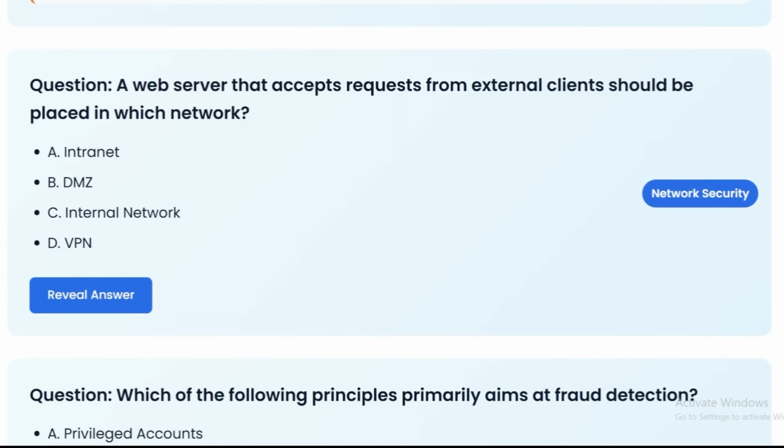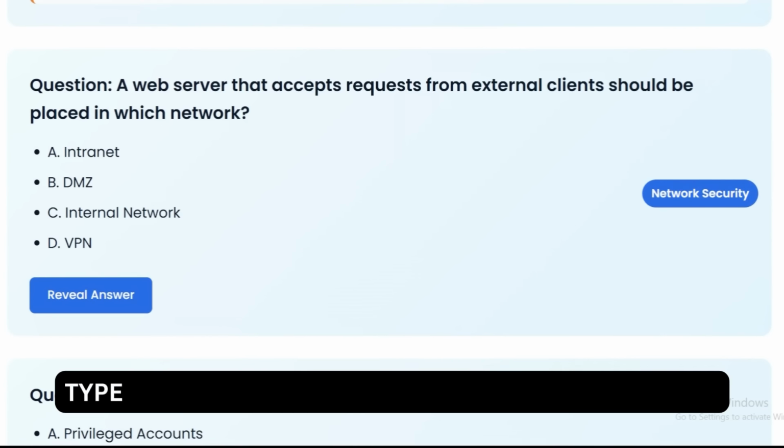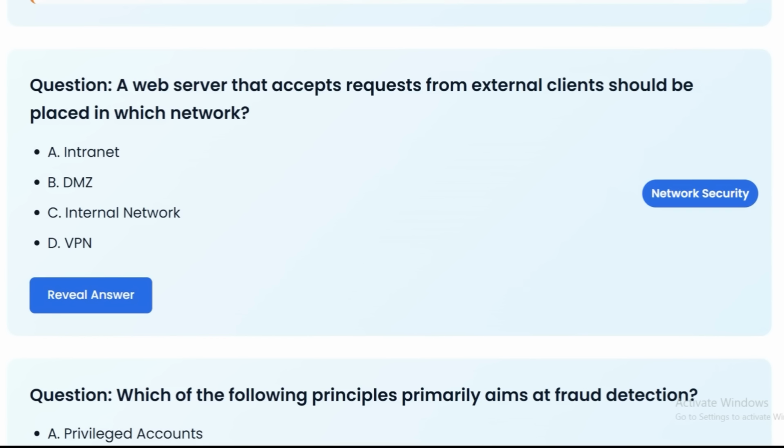A web server that accepts requests from an external client should be placed in which network? A. Intranet. B. DMZ. DMZ means demilitarized zone. C. Internal network. D. VPN, which is the virtual private network. So the question is, a web server that accepts requests from external clients. So when the request comes from an external client, where does it go in the network? Where is the safe place where it is kept in the network? Let's see the answer and get the explanation.